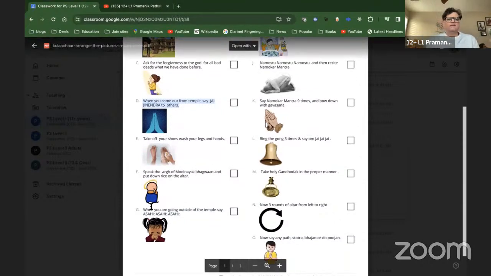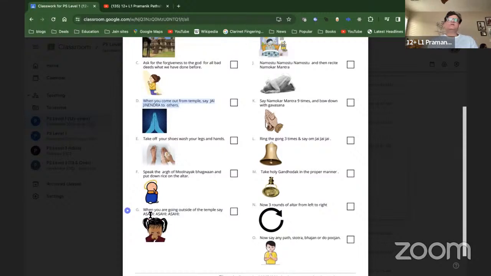Yes, so D would precede G. D would precede G. So you say Jai Jinendra to everyone who is at the temple as you come out of the temple, and once you are moving out of the temple, you say Asahi, Asahi, Asahi.